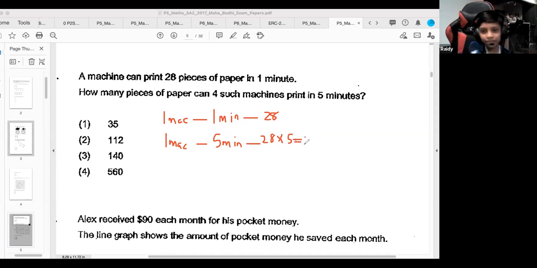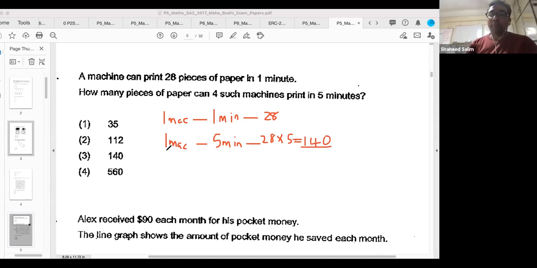And then once you look at the chart there, you can see that 140 is there. Then you know you have to make it 4 machines. So how to make it times 4? Those of you who don't get it down here, you times by 5. So you must also times by 5 down here. Now you want 4 machines, so you must times by 4. This is still 5 minutes, right? You times 140 by 4.